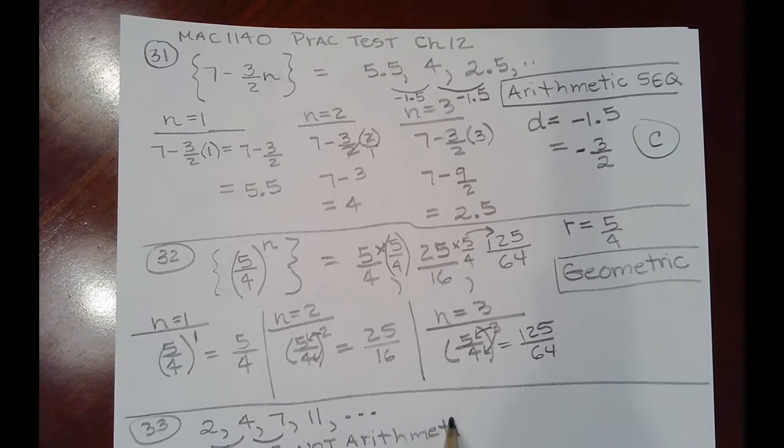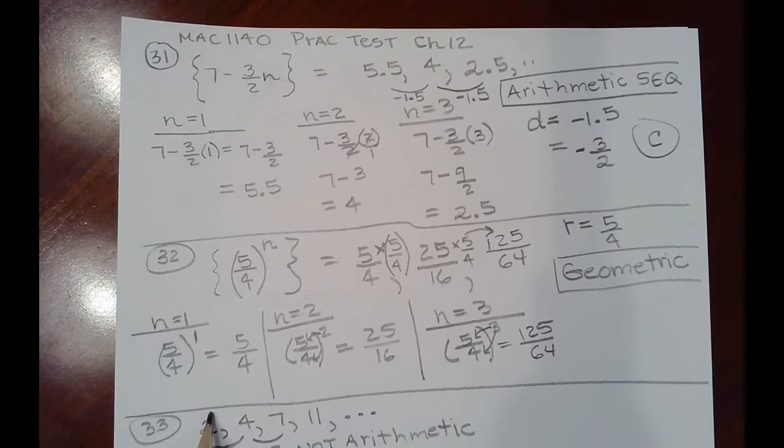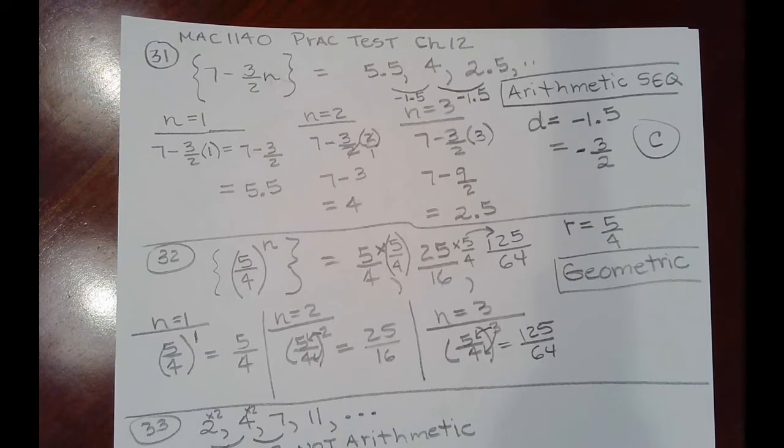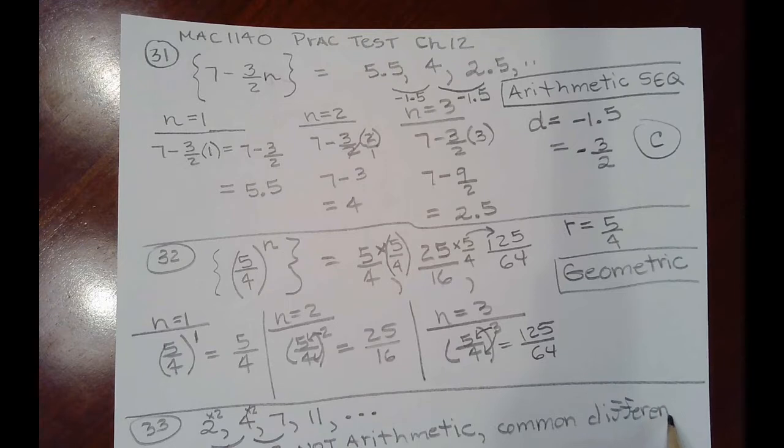Okay, let's see if it's possibly a common multiplier. What could you multiply this by to turn it into a 4? You can multiply by 2, but the minute you multiply by that same number again, you do not create a 7. So it is not geometric either, because you don't have a common ratio. And it's not arithmetic because you don't have a common difference. Okay, so we have to say that this one is neither.